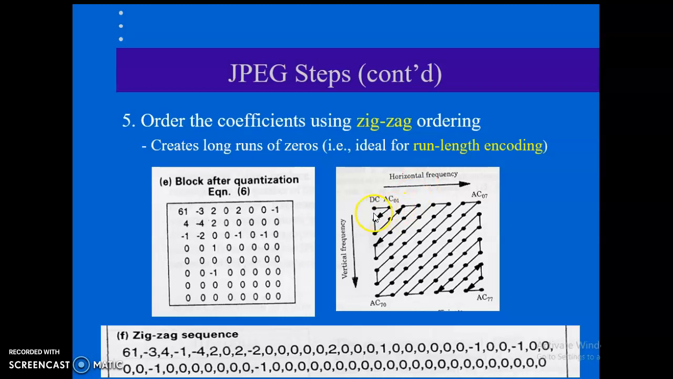Horizontal frequency: DC, AC 01 up to here AC 07, horizontal frequency in the x-axis. Y-axis is the vertical frequency. Here AC 70, here AC 77. Here AC 01, 07, 70, 77. Like this going.